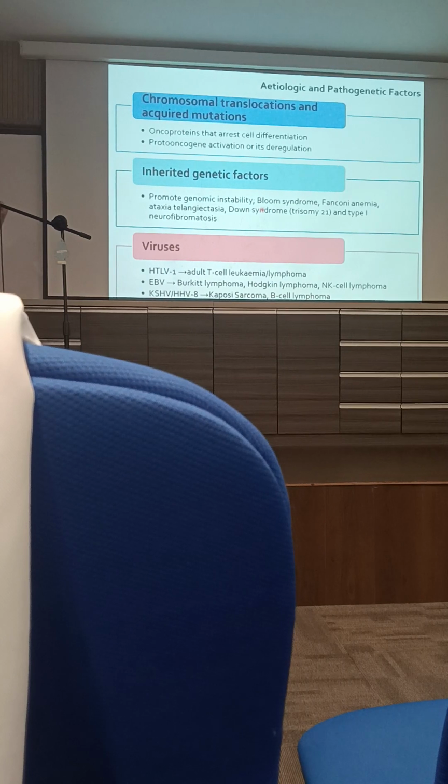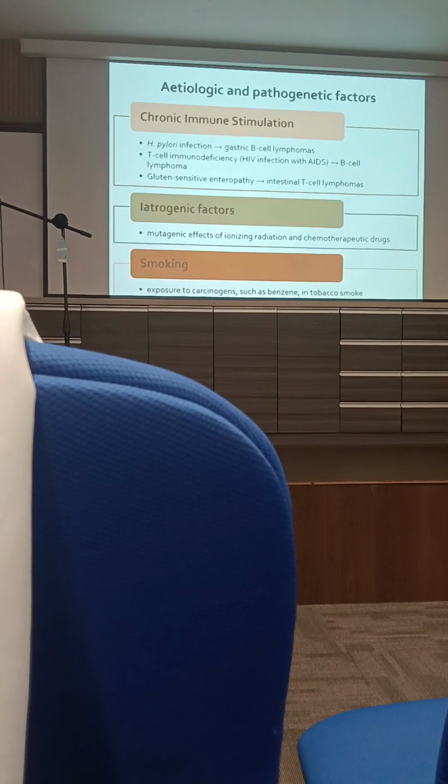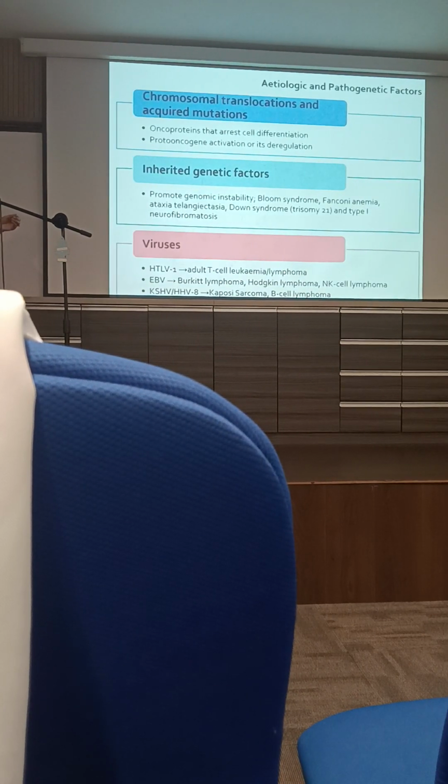Okay, so these are some of the diseases that are associated. Right? Okay, then the next would be some viruses. So these viruses, HTLV-1, EBV or Epstein-Barr, Kaposi sarcoma herpes virus, they are implicated mainly in lymphomas. It's just that sometimes, the lymphoma cells spill into the blood.